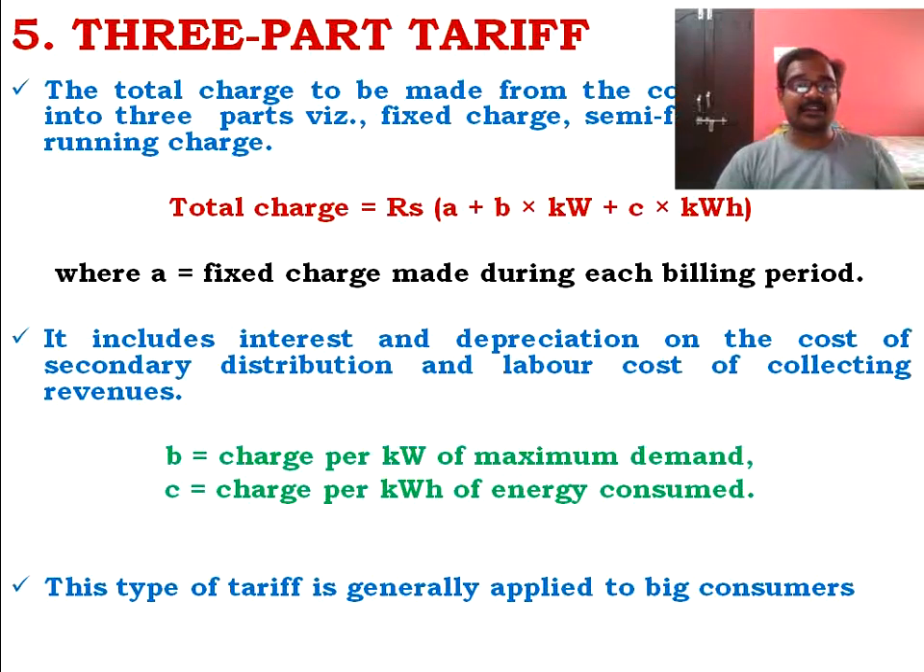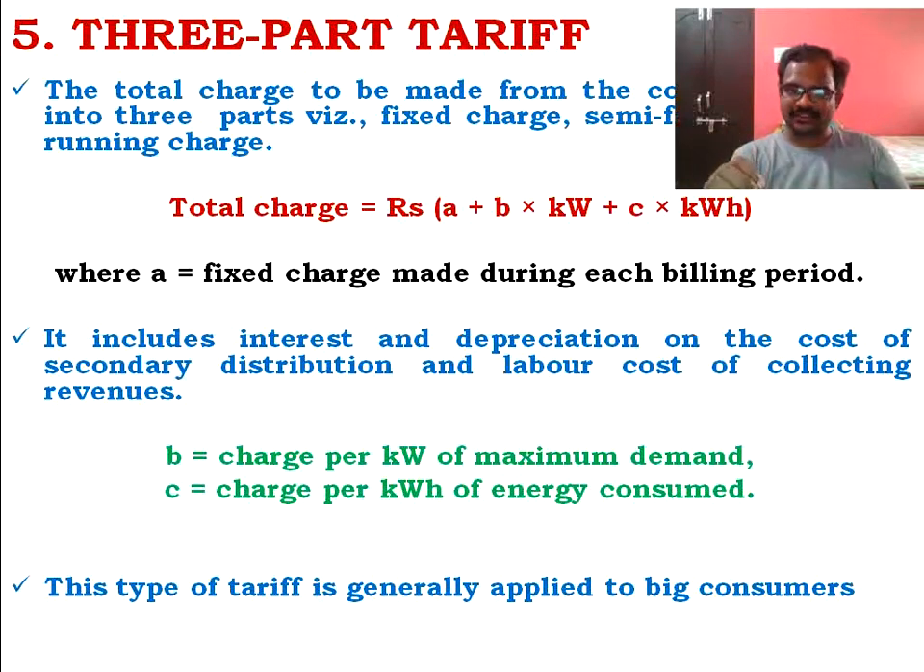Next one is a 3-part tariff. Here in this 3-part tariff, the total charges are divided into 3 types, 3 parts: fixed charges, semi-fixed charges, and running charges. Now in this case, the fixed charges are nothing but A, and semi-fixed charges are signified by B, and running charges are signified by C. A is the fixed charges made during each billing period.